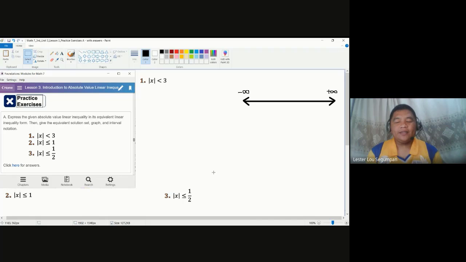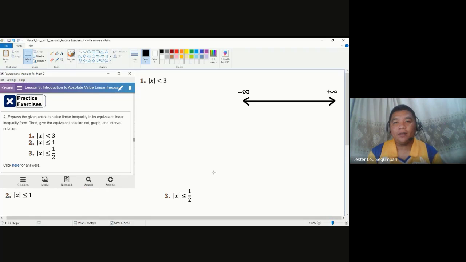Hello everyone! This practice exercise is now concerned with absolute value linear inequalities. So we are done with discussing how to present the solutions for linear inequalities. You might want to check the previous videos for that. But as of the moment, we are concerned with these three numbers here for practice exercise A for lesson number 3. And we are going to present these absolute value linear inequalities in three different forms: number 1, solution set; number 2, a graph; and number 3, interval notation.